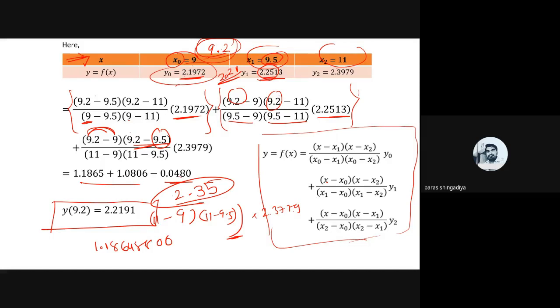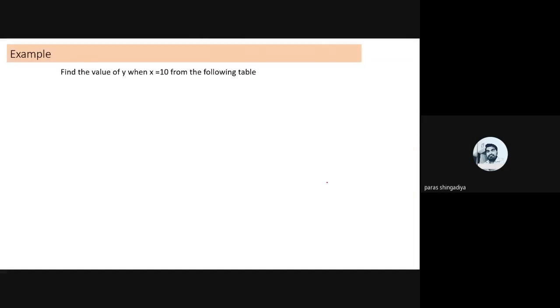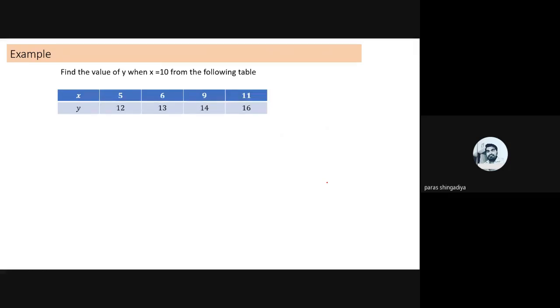So that is the first example, and now the second one is there. Find the value of y when x is equal to 10. From the following table, x is equal to 10, and here the method is not mentioned. You can check this question. There is no method mentioned that you have to apply, Newton forward, Newton backward, Lagrange, and so on. But we will verify which method is suitable for this data. So यहाँ पे data have 5, 6, 9, 11. Then after we'll check this value, x is equal to 10, and so on, 5, 6, 9, 10.